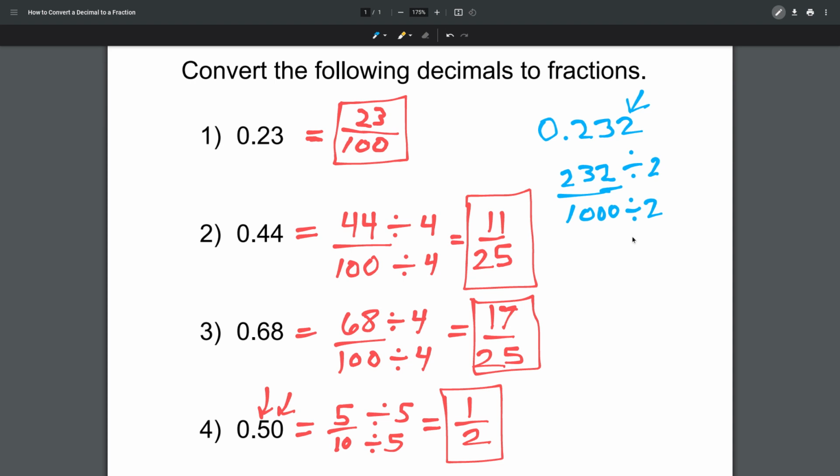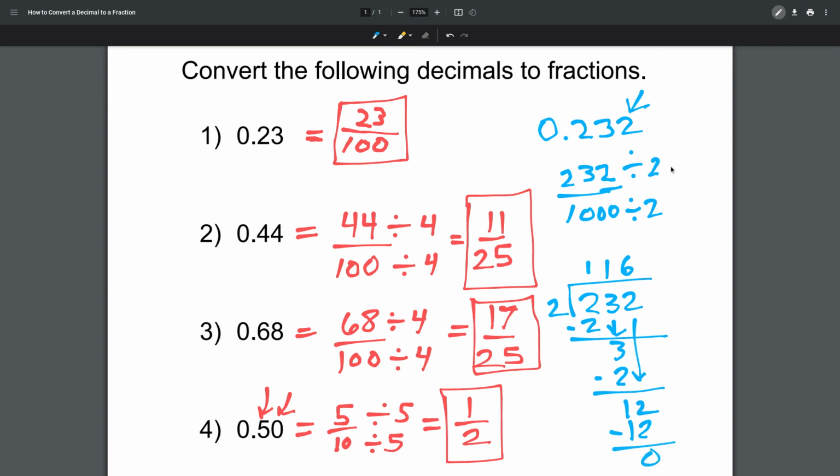So 232 divided by 2, well, let's do that out. 2 goes into 2 once. 1 times 2 is 2. That's 0, so let's just bring down the 3. 2 goes into 3 once. 1 times 2 is 2. 3 minus 2 is 1. We bring down the 2 here. We have 12, so 2 goes into 12 6 times. 6 times 2 is 12. 12 minus 12 is 0. So if we divide it out by 2, we get 116 over 500.